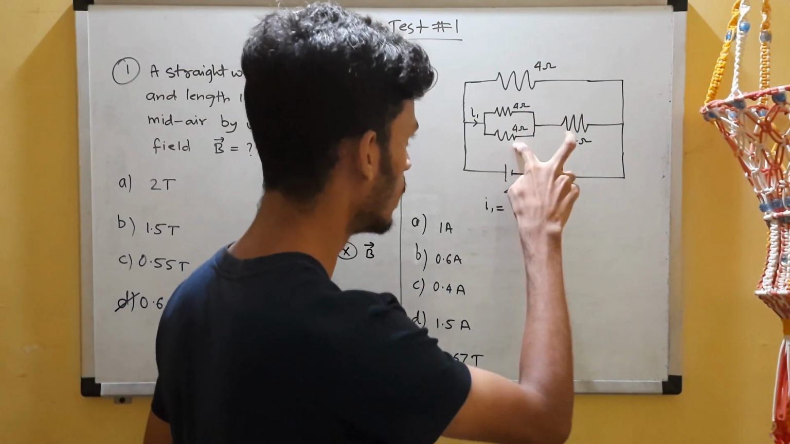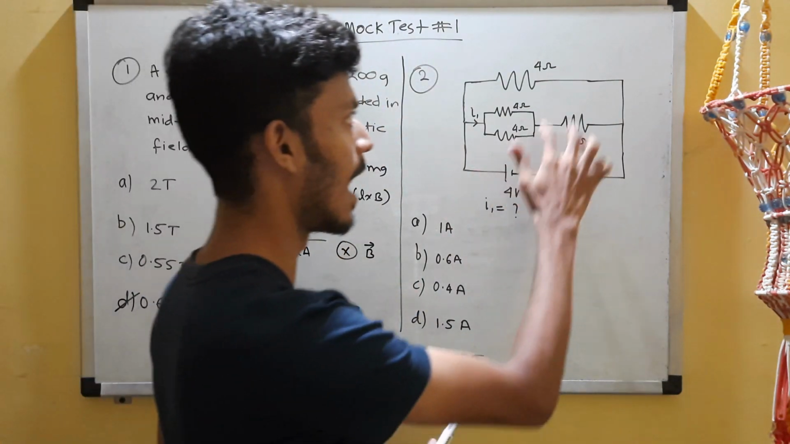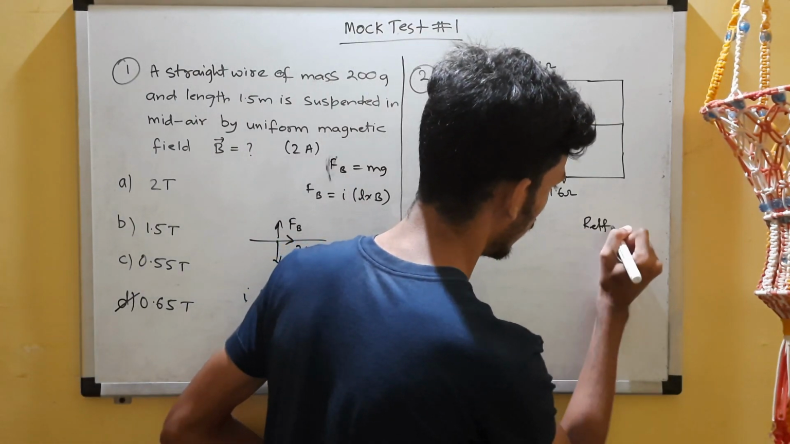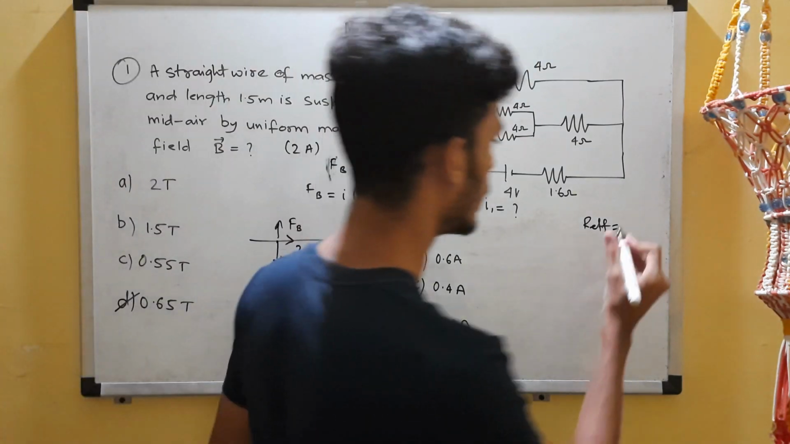So 2 ohms and 4 ohms in series, 6 ohms. Then 6 ohms and 4 ohms in parallel. We have to do that now. So R effective, 6 ohms and 4 ohms in parallel. So basically it's product upon sum.